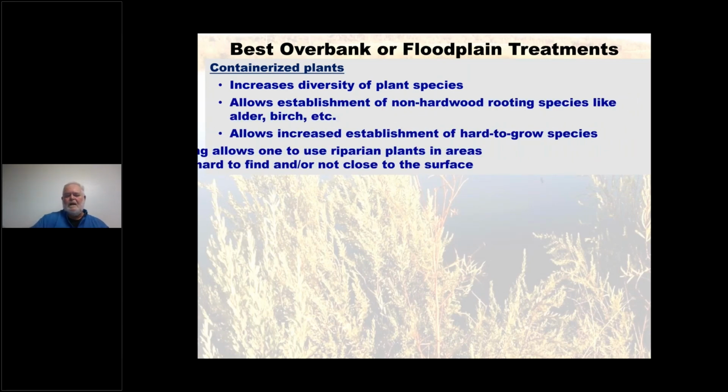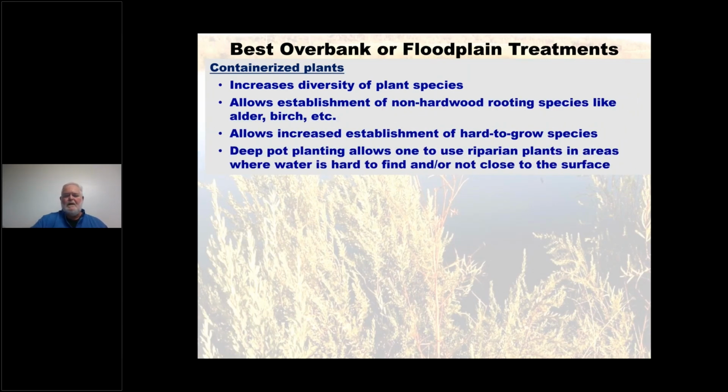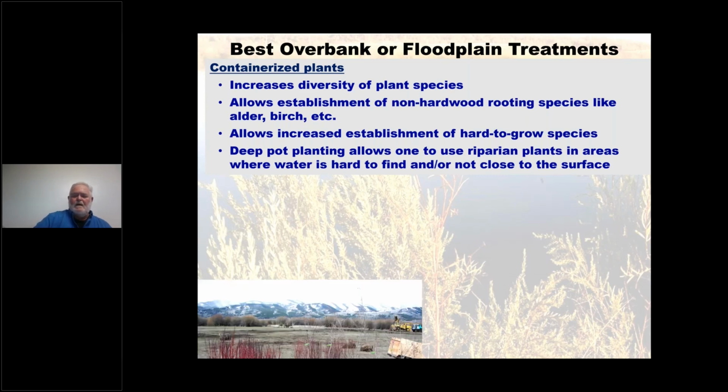Another treatment that I like to use on the overbank or floodplain is containerized plants. And this increases the diversity of your species, so it's not all willows, not all dogwood, that kind of thing. It allows for the establishment of low hardwood rooting species like alder and birch. It also increases the establishment of your, of course, hard to grow species that grow generally slower. And deep pot plantings allows you to put it in areas where water is hard to find.